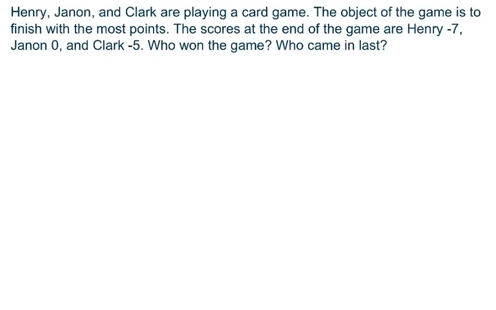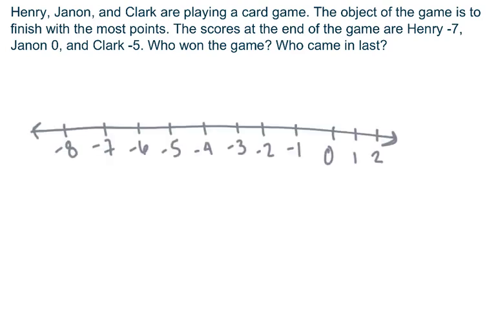Henry, Janin, and Clark are playing a card game. The object of the game is to finish with the most points. The scores at the end of the game are Henry, -7, Janin, 0, and Clark, -5. Who won the game and who came in last? Let's start by drawing a number line. Henry scored -7. Janin scored 0. And Clark scored -5.